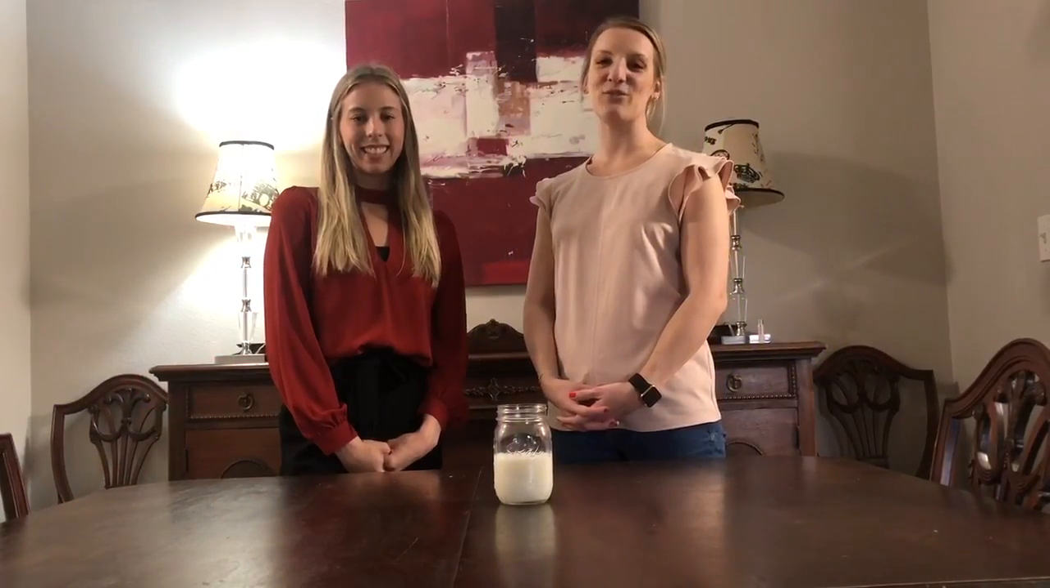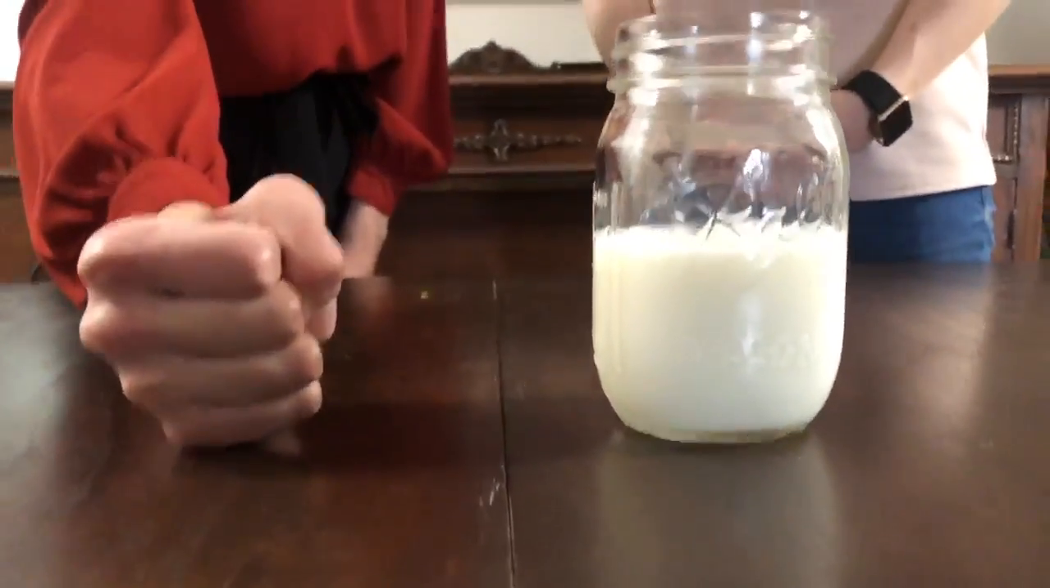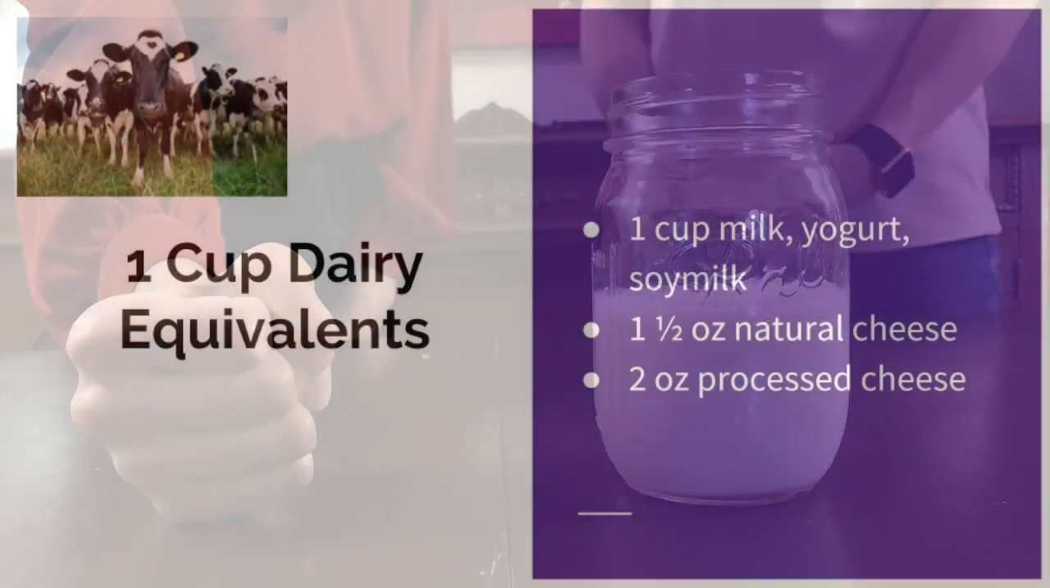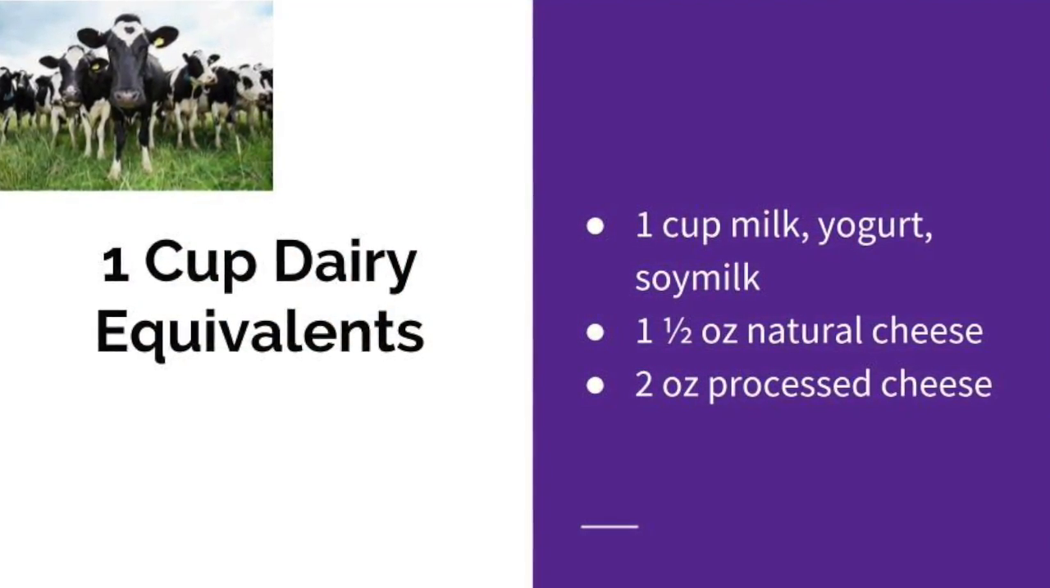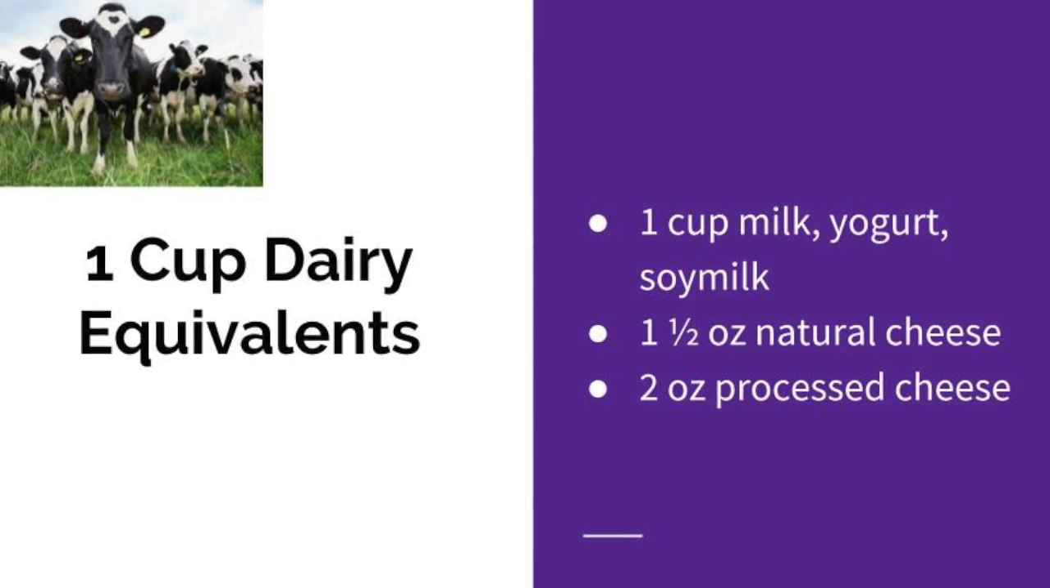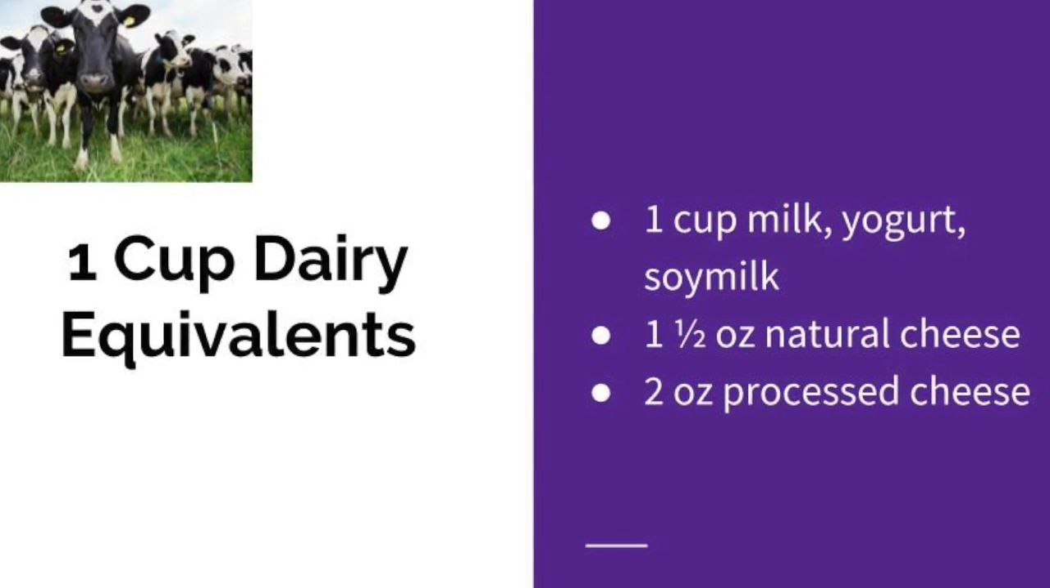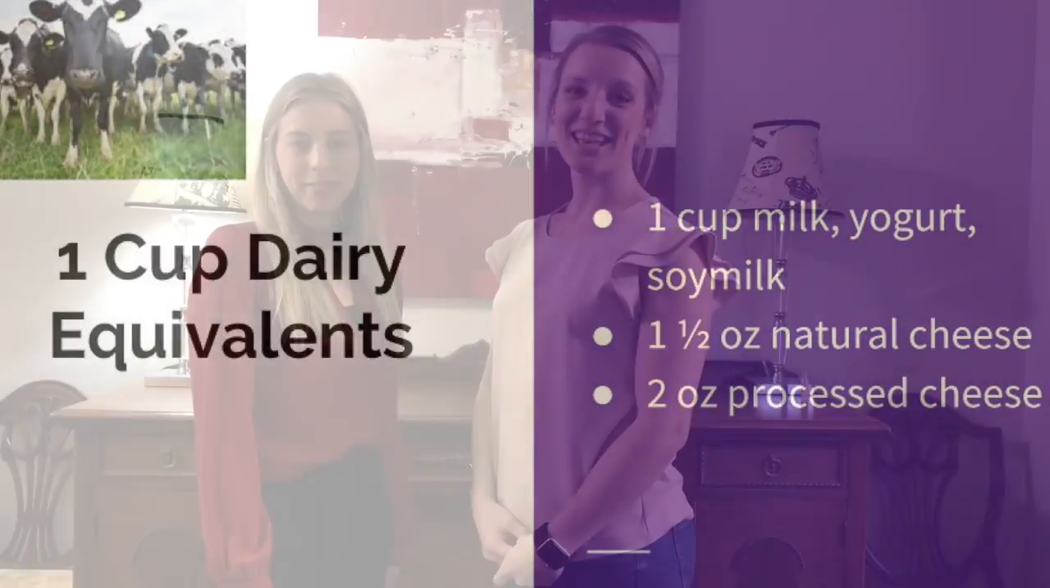Your dairy can either come from milk, yogurt, or cheese. 1 cup of milk is equal to the size of your fist. 1 cup of dairy is equal to 1 cup of milk, yogurt, or soy milk, 1.5 ounces of natural cheese, or 2 ounces of processed cheese. Throw it all together, and what does it look like?